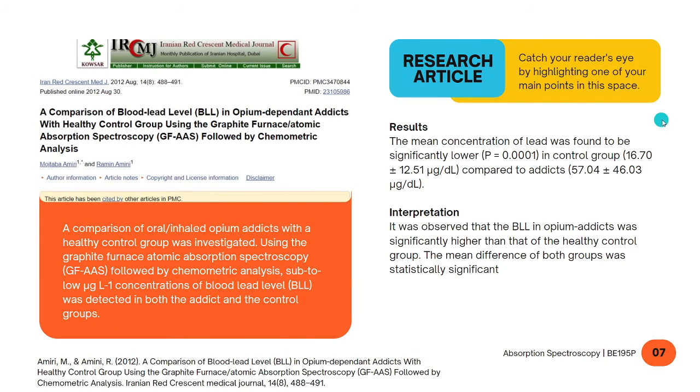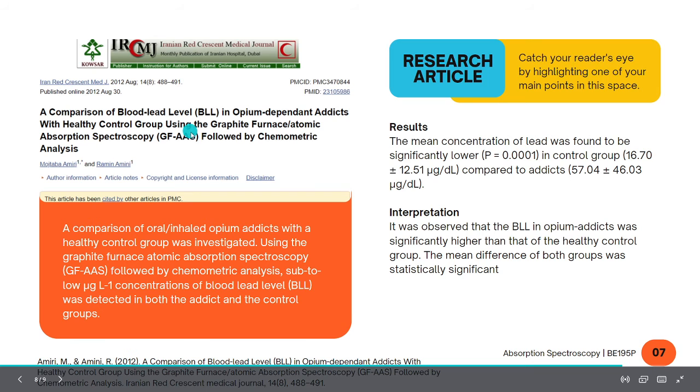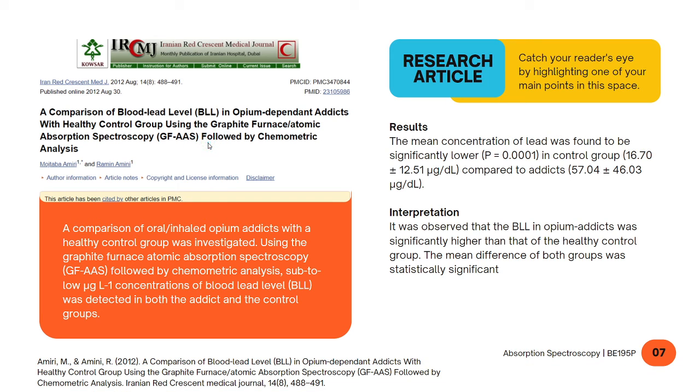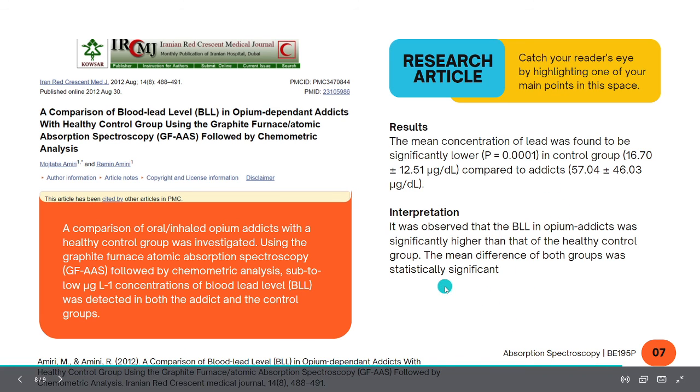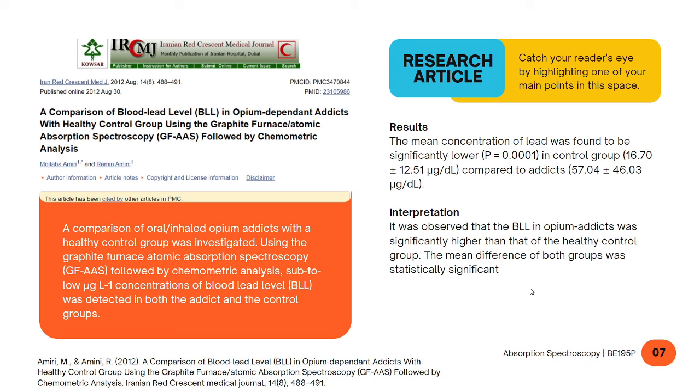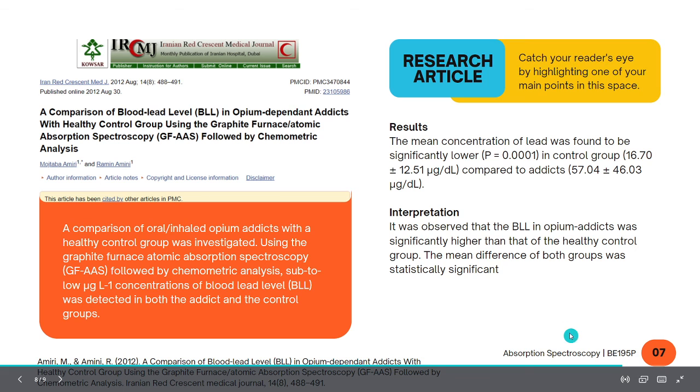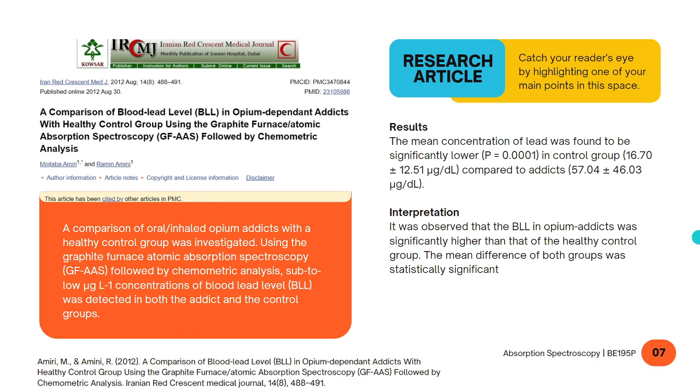Lastly, another application from a research article with the title A Comparison of Blood Lead Level in Opium-Dependent Addicts with a Healthy Control Group Using Graphite Furnace Atomic Absorption Spectroscopy, followed by chemometric analysis. Here, AAS was used in the comparison of inhaled opium addicts with a healthy control group. Sub to low microgram per liter concentrations of lead were detected in both addict and control groups. For the results, the mean concentration of lead was found to be significantly lower in the control group compared to addicts. Thus, it was observed that the blood lead level in opium addicts was significantly higher than that of the healthy control group, as backed up by statistically significant results in statistical analysis.